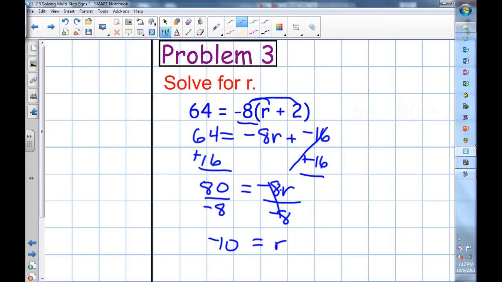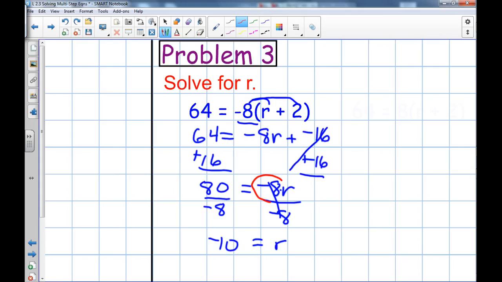Now I want to go back here for a second. Notice this negative 8r. It's negative 8 times r. And oftentimes people will see the negative 8 and get rid of it by trying to add 8. So make sure you notice the operation between the negative 8 and the r is multiplication, not subtraction.